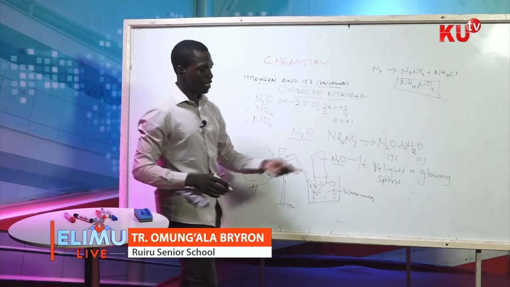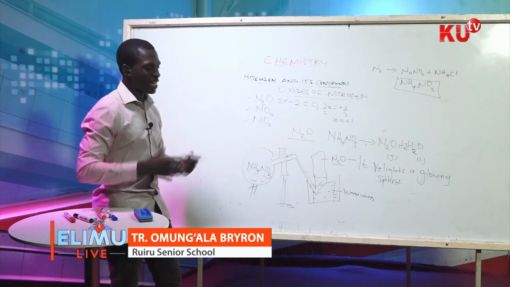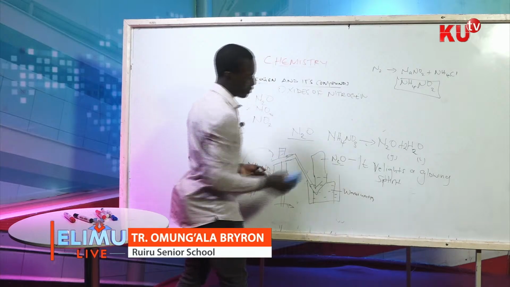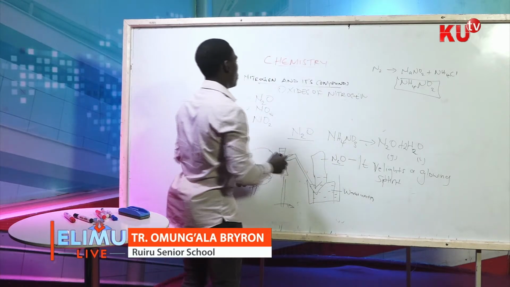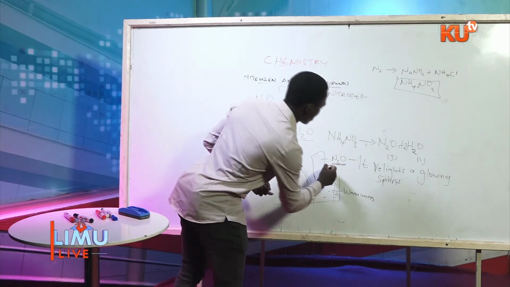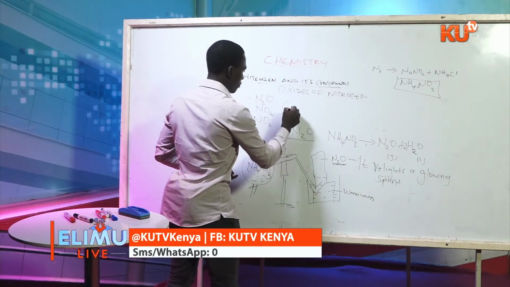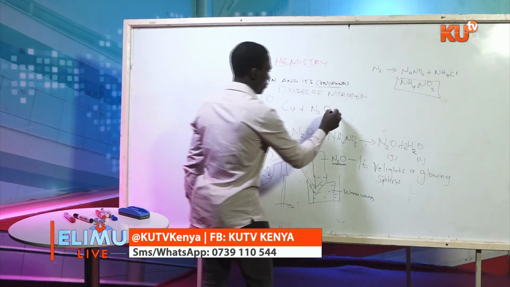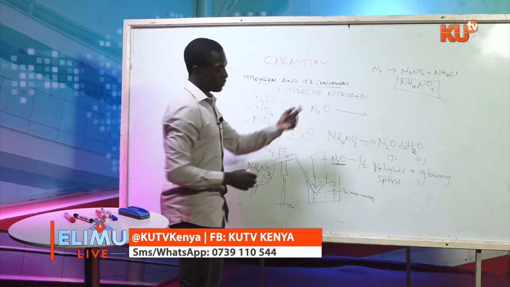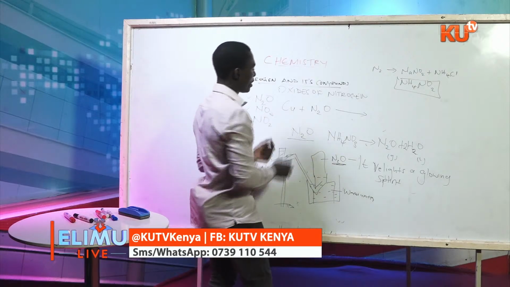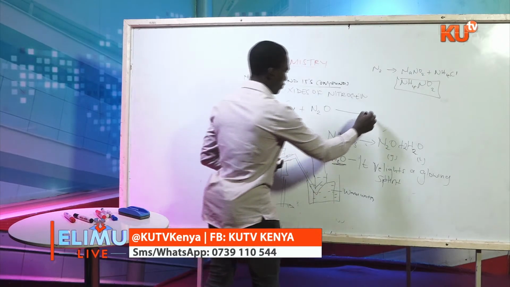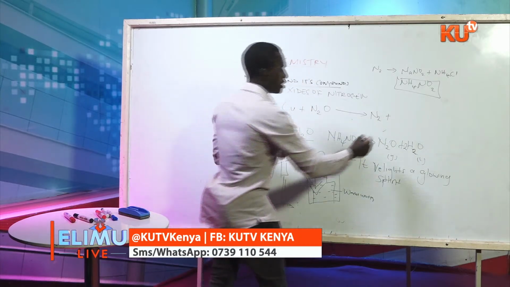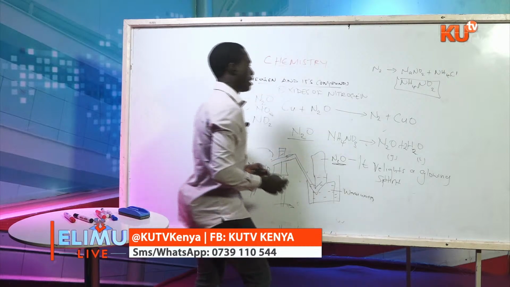Now, this nitrogen 1 oxide is also an oxidizer, meaning an oxidizing agent. Let's see an example here. If we react copper with nitrogen 1 oxide, what do you obtain? When copper reacts with nitrogen 1 oxide, copper will reduce nitrogen 1 oxide into nitrogen, and itself will be oxidized into copper 2 oxide.